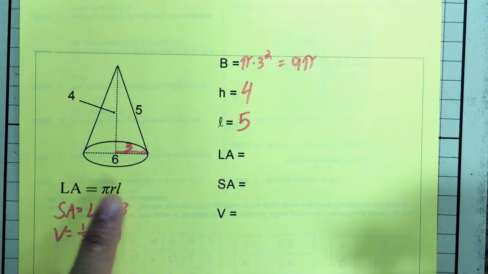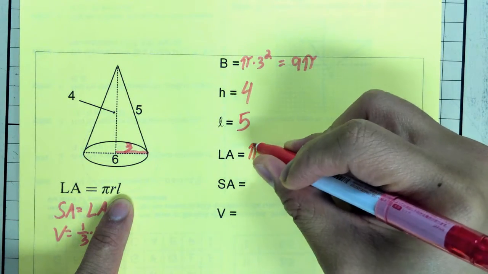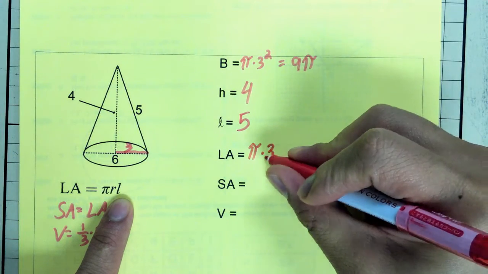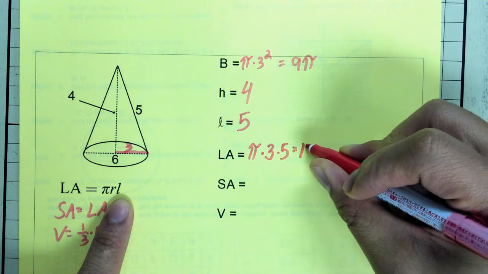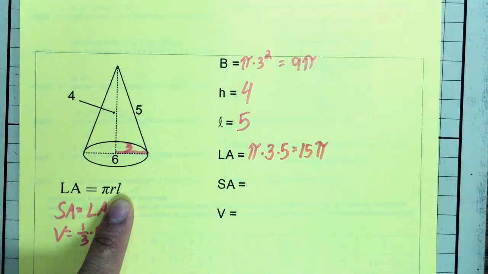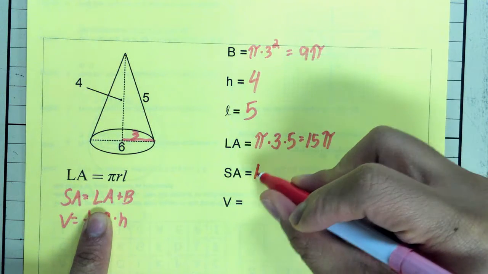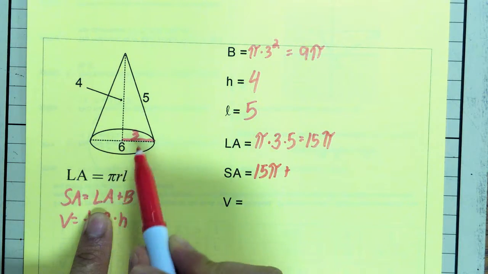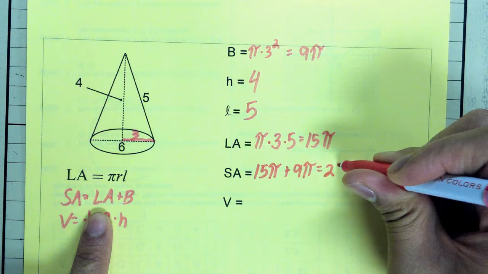Lateral area is given by pi times the radius times the slant height. So pi times my radius of 3 times my slant height of 5 to get 15 pi. Surface area is my lateral area of 15 pi plus area of the base, 9 pi, to get 24 pi.